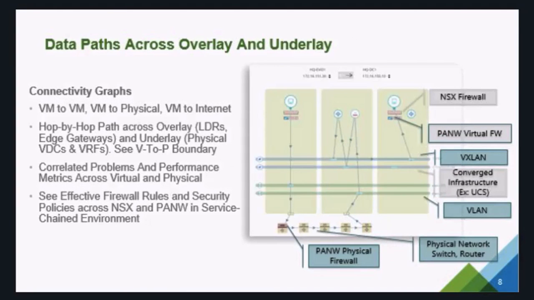Another big feature of vRNI that a lot of our customers really love is this data flow, this actual data path across overlay and underlay. It shows the VM to VM traffic, VM to physical traffic. In this case, we also do interact with some of the third-party vendors as well. So in this case, if you have Palo Alto Networks for some of your next-gen firewall, we actually will show that. So there is certainly a lot of this service chaining being able to show that here.